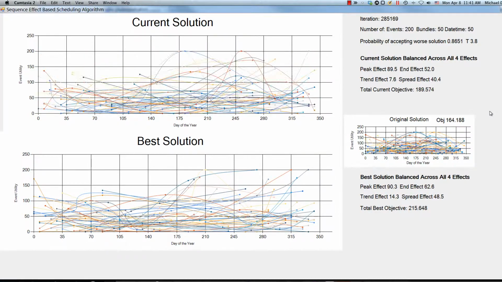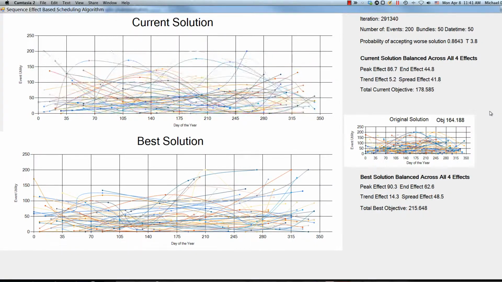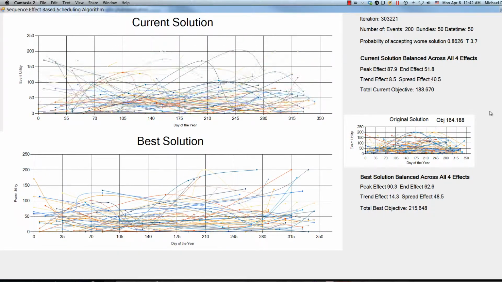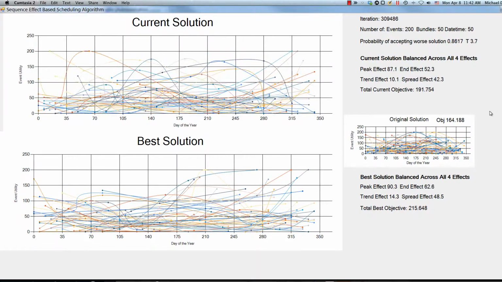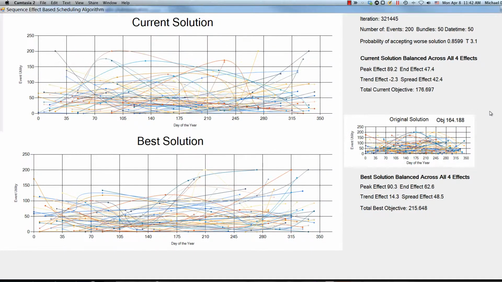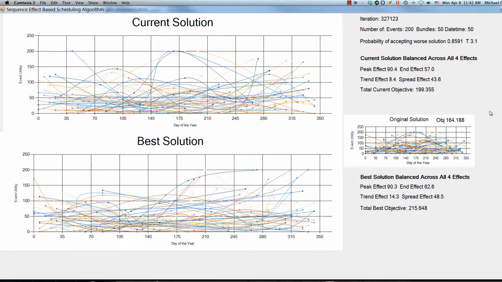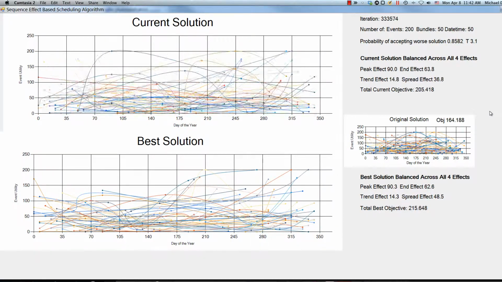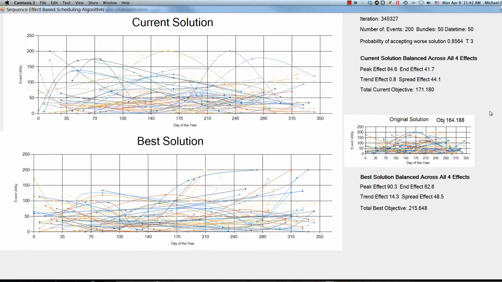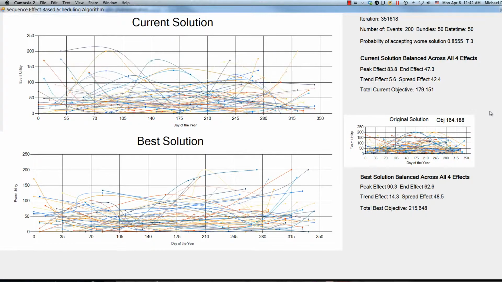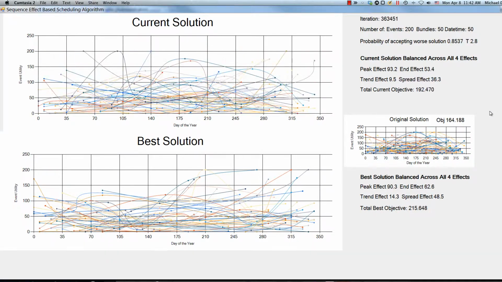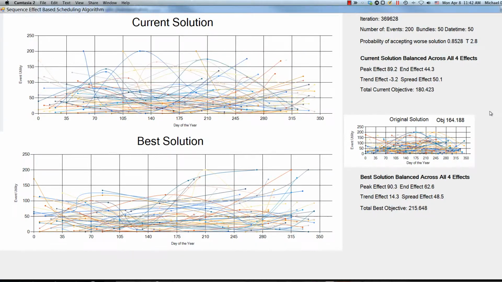So what is the peak effect? The peak effect is the utility of the highest event within the bundle. The end effect is the utility of the last event in the bundle. The trend effect is the linear slope of the line that goes through all of the points of the bundle. And the spread effect is the number of days from the peak event to the last event. So this is what's called spreading. If I have several good events, like 2 really good events, I want to spread those out over time.